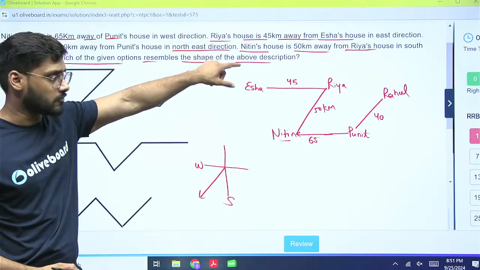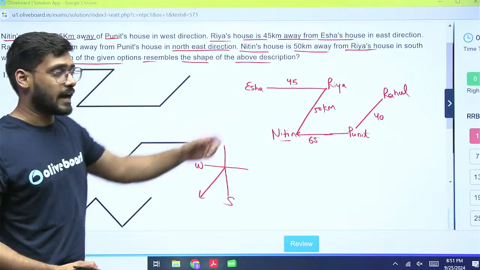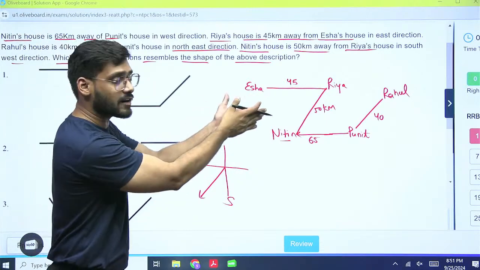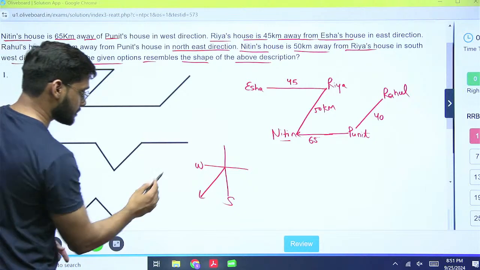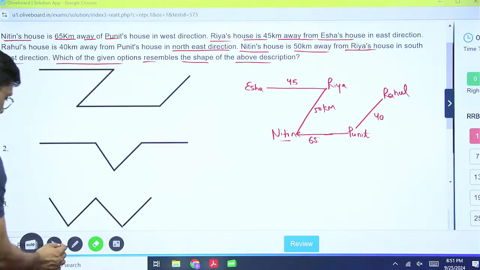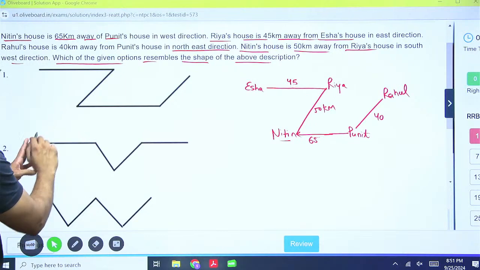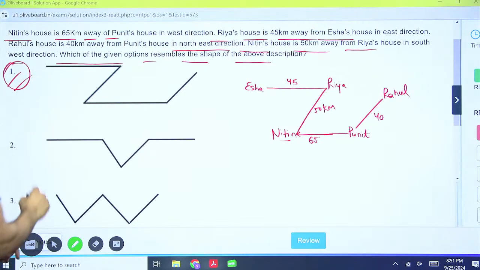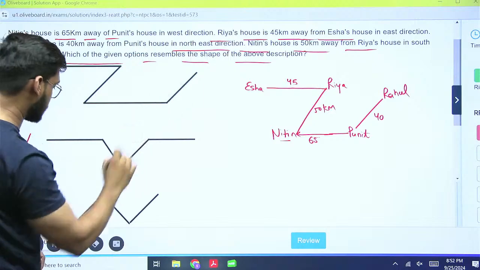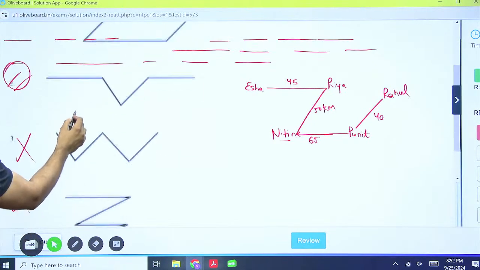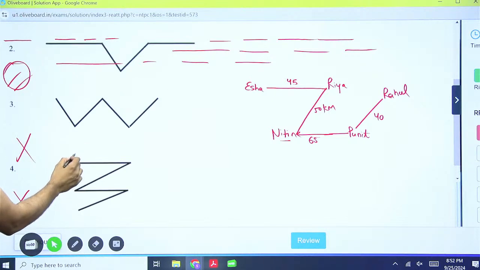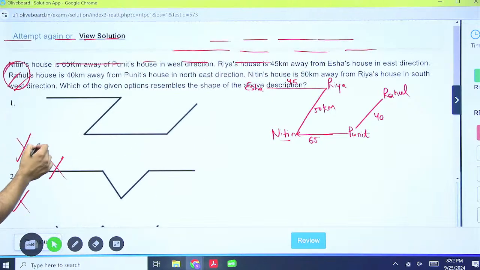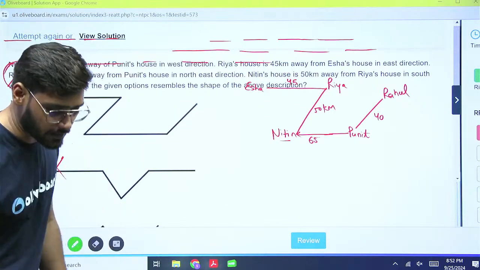We have read the above description, we have made the diagram, and let's see which option resembles our own diagram. Okay, let's see. Option A, option B, like this. We have option 1, A, as the right answer. Only 1 is the right answer. We cannot say 2 because 2 is not matching with our answer. 3 is definitely wrong. Let's check the fourth as well. The fourth option is also wrong. Only A is the right answer, this one. A is the only right answer which resembles our own diagram. Let's move on to the next question.